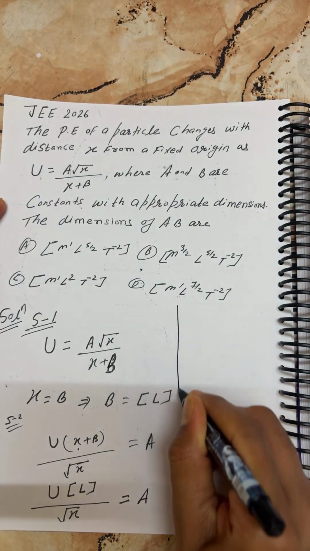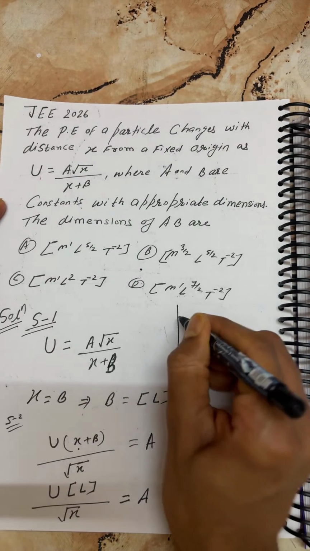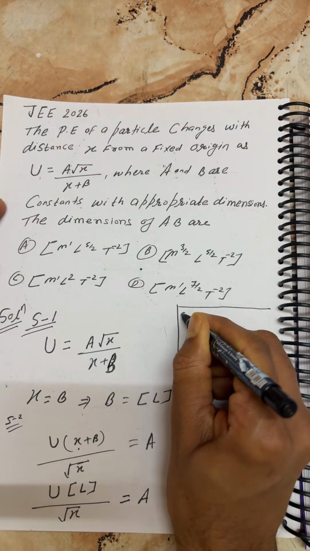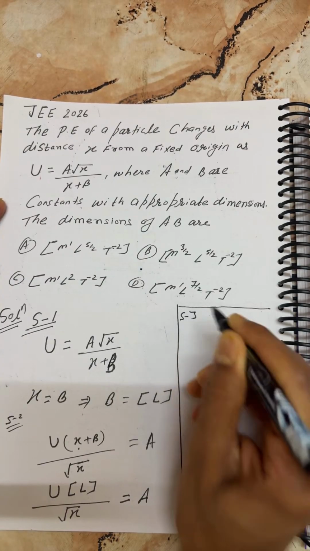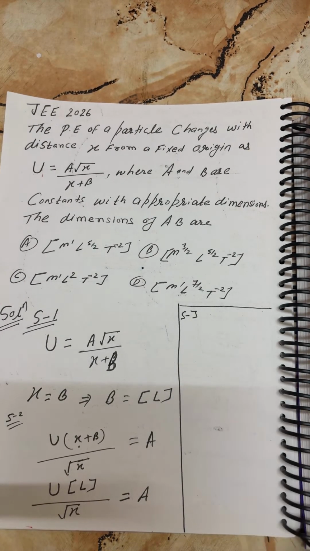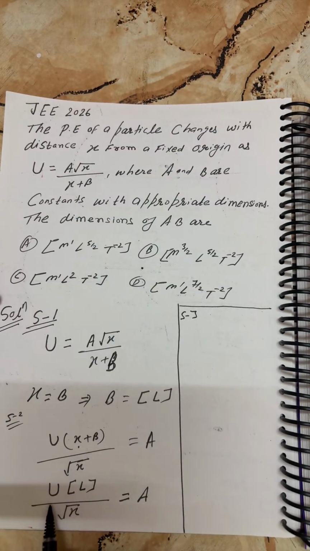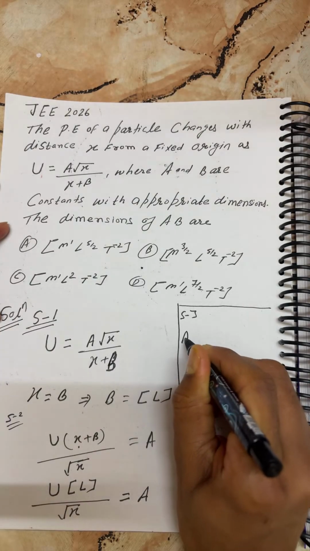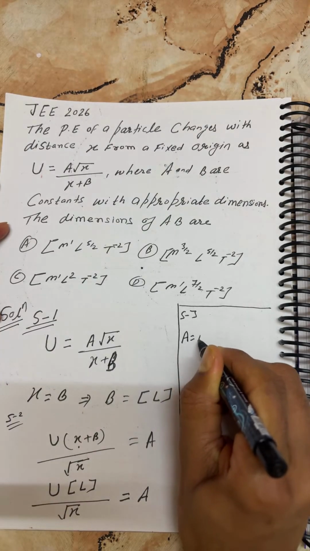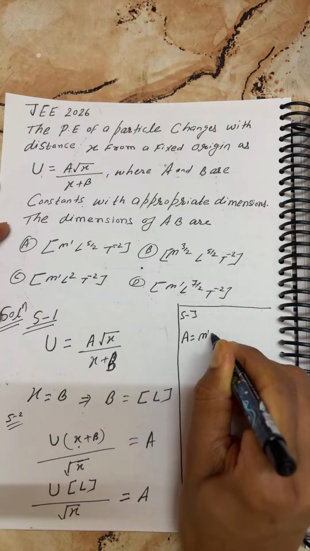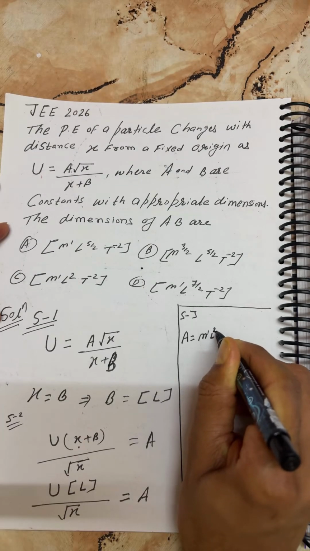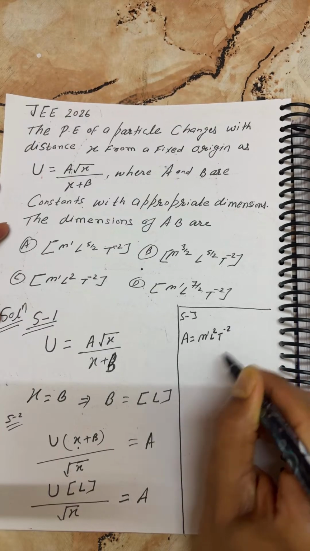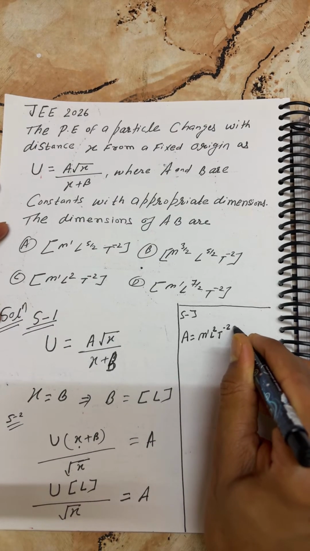Remaining part I'll do here. Now, students, I'm going to solve further, which is step 3 for this question. U is the potential energy. I hope all of you remember the potential energy dimensional formula: M1 L2 T to the power minus 2, and one more L over here.